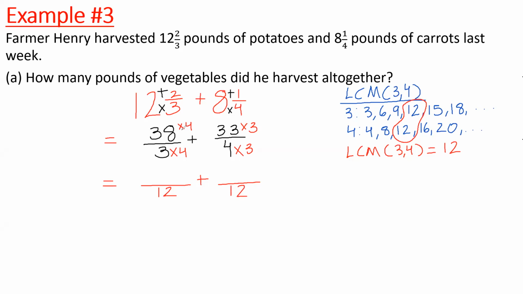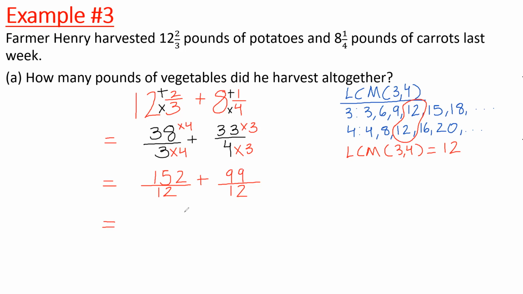What is 38 multiplied by 4? 152. I got that as well. And then we have 33 times 3, which is 99, because 3 times 3 is 9. Now we have to add these two fractions because the denominators are the same.